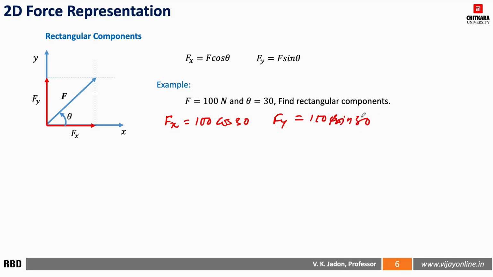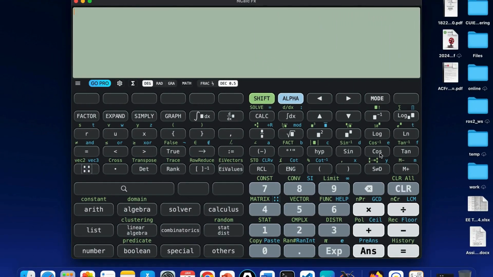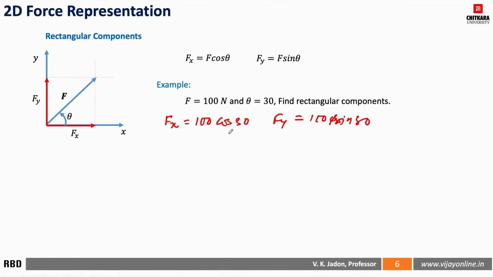So we can make use of the calculator to find it. What is the value of cos 30? It is 0.866 multiplied by 100, so it will give you the value 86.6 Newton. And Fy will be 50 Newton because sin 30 is half. So likewise you can get the values of Fx and Fy. These are the rectangular components of any force.